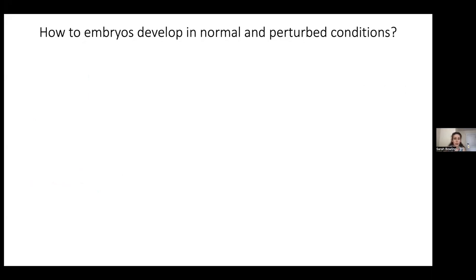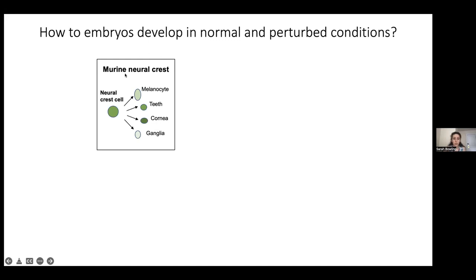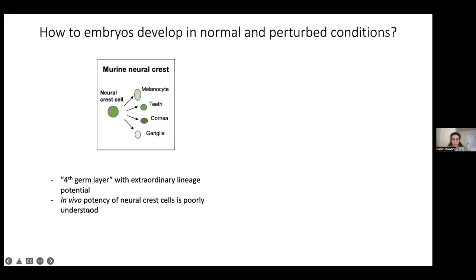And specifically, I want to use two different systems that are complementary to tackle these questions. So first, I want to use the neural crest, which is a population of cells dubbed the fourth germ layer that has this extraordinary lineage potential, giving rise to a huge array of diverse cell types. And the in vivo potency of the neural crest is really poorly understood.